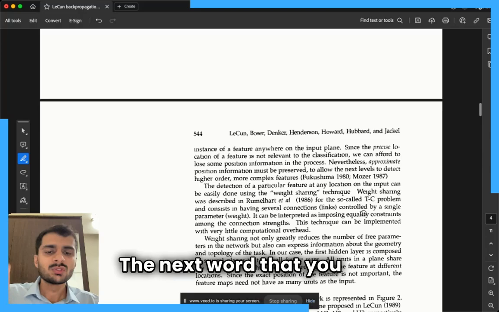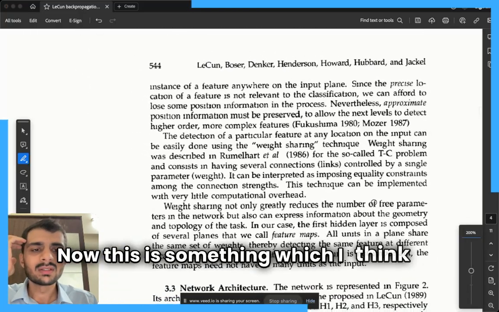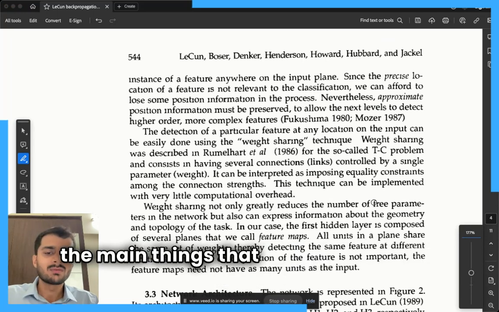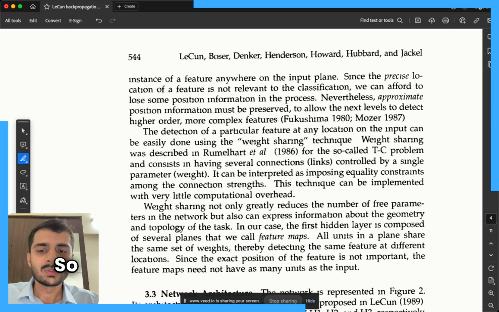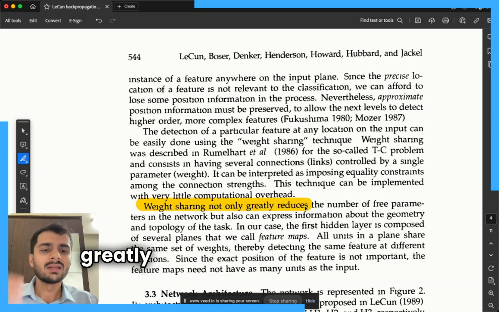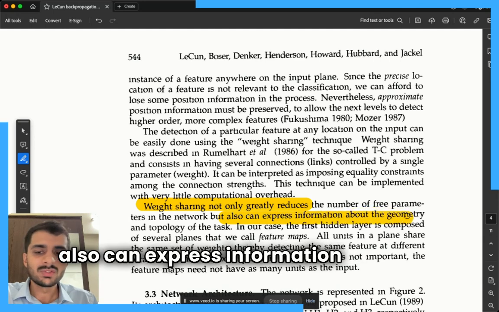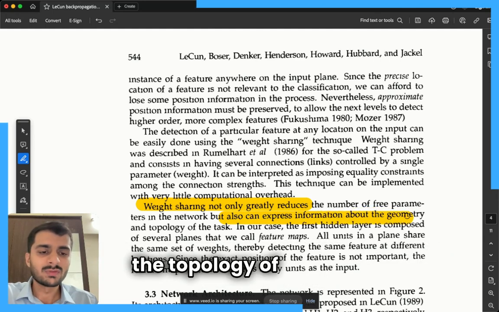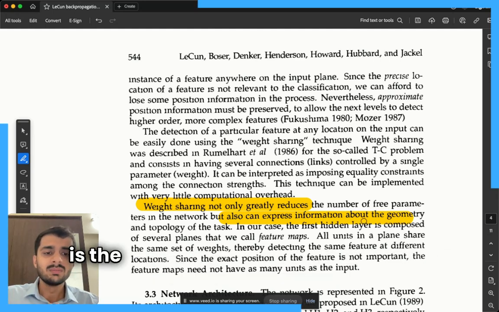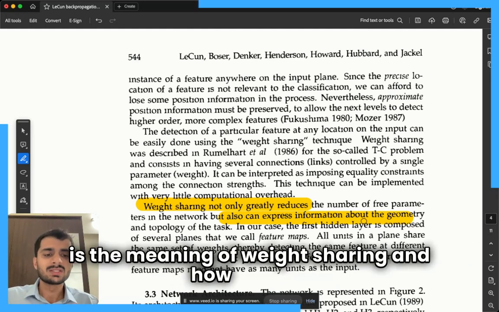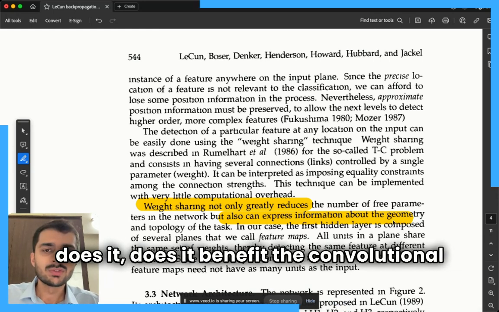The next word that you see over there is called weight sharing. This is something which I think was one of the main things implemented in this particular paper. They say that weight sharing not only greatly reduces the number of free parameters, but also can express information about the geometry and the topology of the task. So we are going to look in detail at the meaning of weight sharing and how exactly it benefits the convolutional neural network.